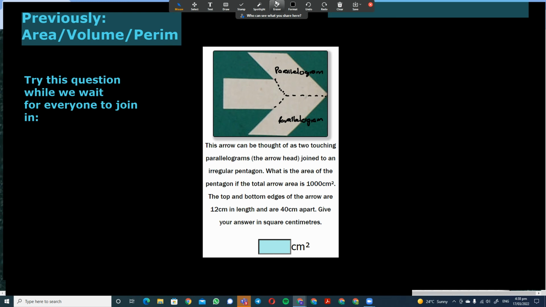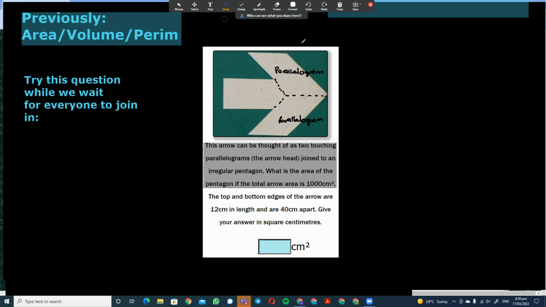Okay, so basically we have this arrow that can be thought of as touching parallelograms. Let's read this very carefully. The arrowhead is joined to an irregular pentagon. What is the area of the pentagon if the total arrow is 1000 centimeters squared?